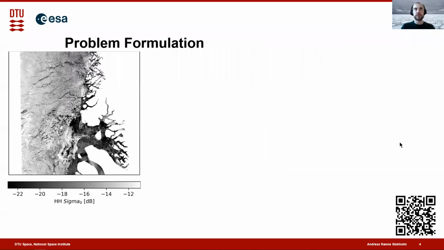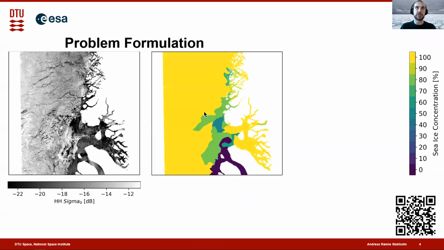This is a radar image acquired by Sentinel-1 in Western Greenland, with sea ice generally appearing as bright pixels, open water as dark pixels, and white pixels as landmass. This is the equivalent sea ice concentration chart produced by professional sea ice analysts, with concentrations ranging from 0% as dark blue pixels to 100% as bright yellow pixels.